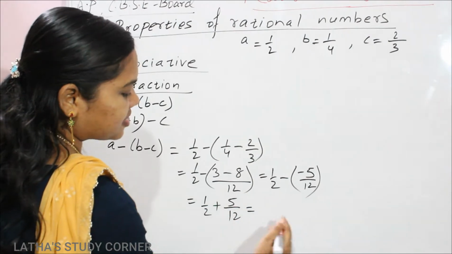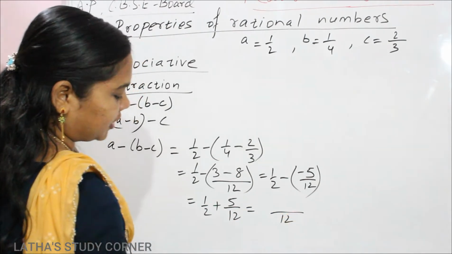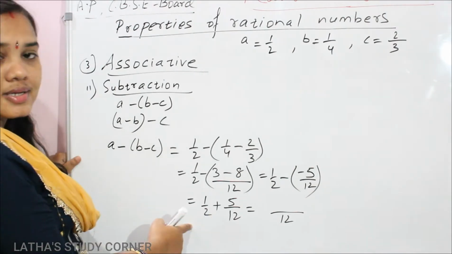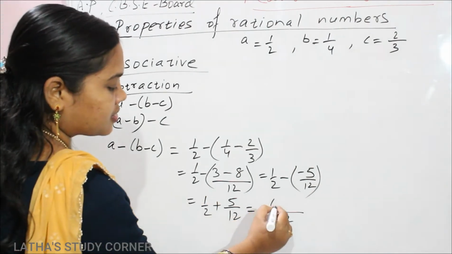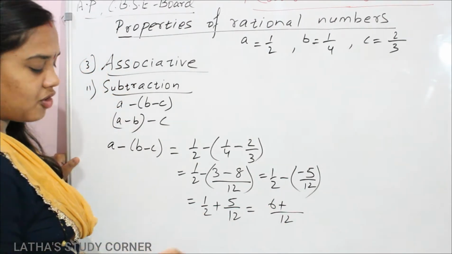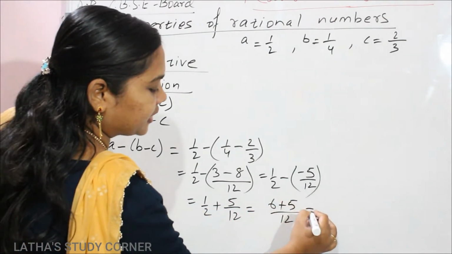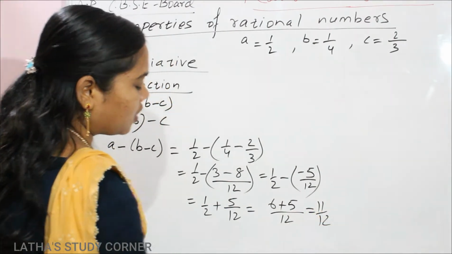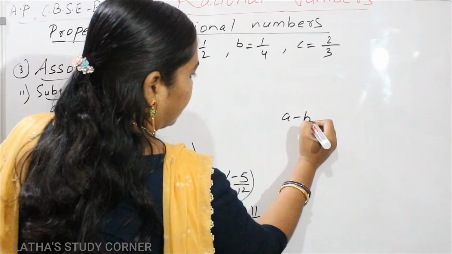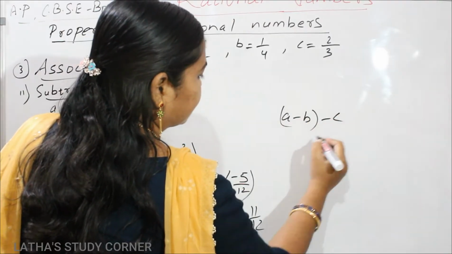Now take the LCM of 2 and 12, 12. 12 divided by 2, 6, 6 into 1, 6, plus 12 divided by 12, 1, 1 into 5, 5, that is 11 by 12. Okay, now we will check (A − B) − C, how much (A − B) − C.